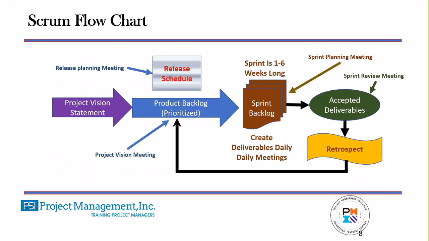We look at one other slide here, and this kind of summarizes Agile. This is called a Scrum flowchart. First of all, we have our product vision. Then we have our product backlog, and it's prioritized. We do our vision meeting. Then we have a release schedule. That would be our release plan. Coming out of that release plan, we have different sprints, different iterations. A sprint in Scrum is 1 to 6 weeks long. You can say generally it's going to be 1 to 8 weeks long typically. That's the typical range of a sprint or an iteration.